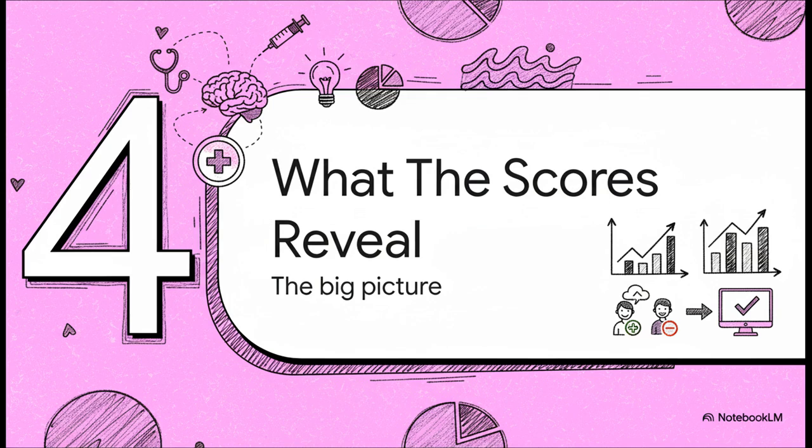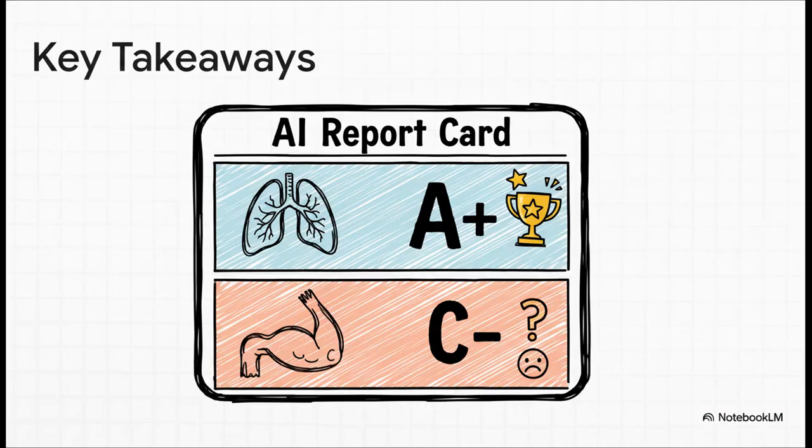So what's the big takeaway from all this? What do these scores really tell us about the future of AI in the doctor's office? The most important lesson here is that an AI isn't just good or bad. Its ability is incredibly specific. This model is an A+ student at finding emphysema, but it's barely passing when it comes to hernias. And this is exactly why this kind of rigorous disease-by-disease testing is absolutely essential before we let these tools into our hospitals.